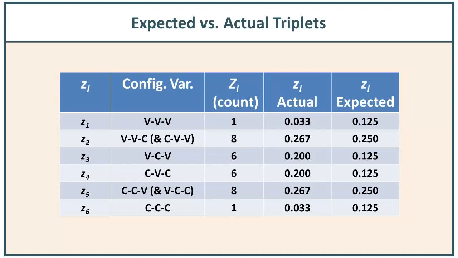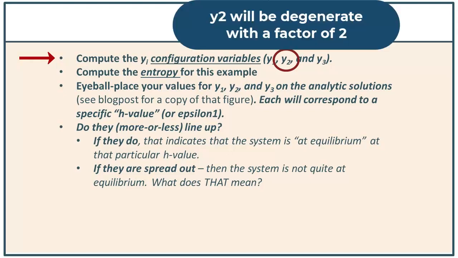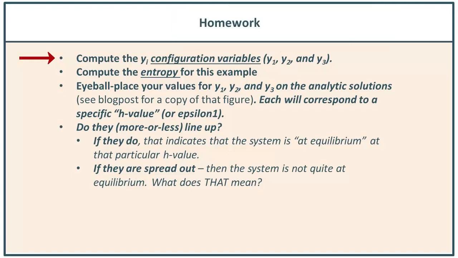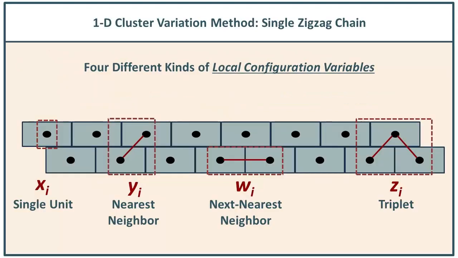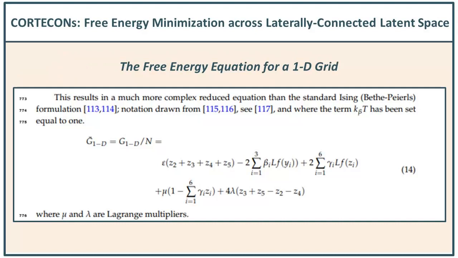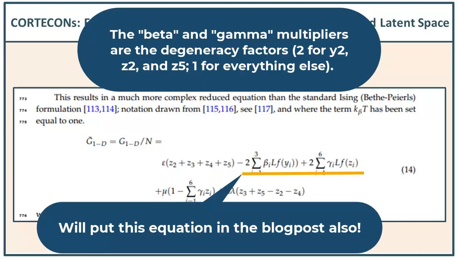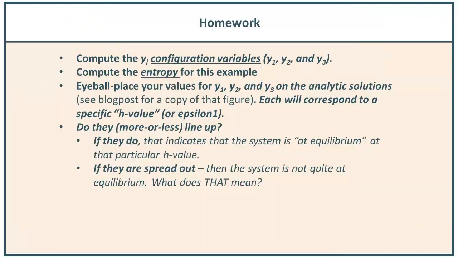So let's give ourselves a little bit of homework to do between now and the next video in this series. First of all, let's compute those y sub i values, y1, y2, y3. Remember that y2 is going to be degenerate, just like z2 and z5, so you're going to want to count it 2 different ways. That's going to be an easy one. It's just the nearest neighbor on the diagonal. Very easy to do. Secondly, let's compute the entropy for the 1D CVM for this example. We can use the equation that I gave earlier. Here it is again.